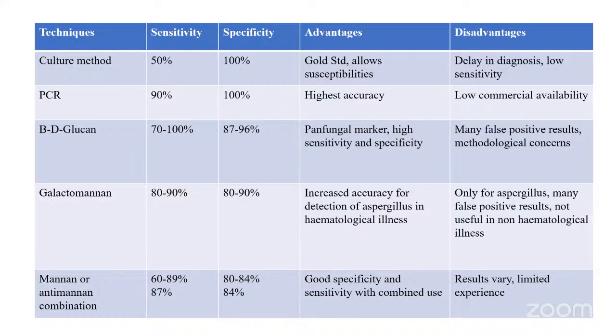Galactomannan is 80 to 90% sensitivity and specificity. It shows increased accuracy for Aspergillus detection in hemato-oncological diseases. It is only for Aspergillus, but many false positive results are also there. Mannan and anti-mannan combinations are 60 to 89% sensitivity.